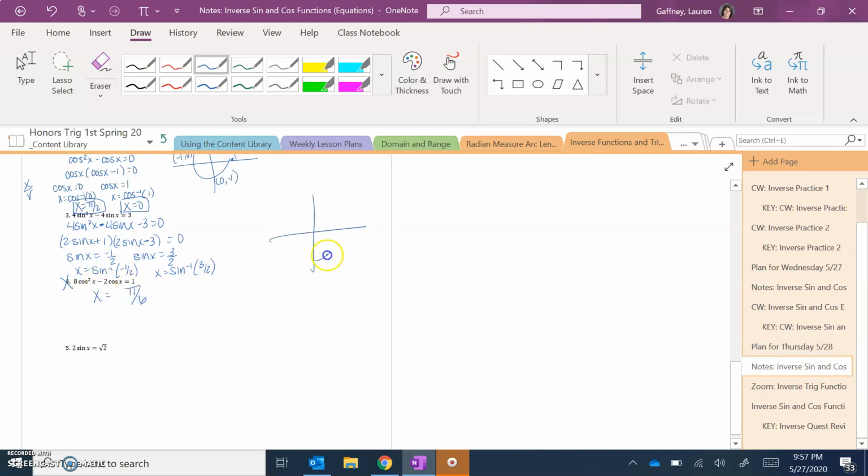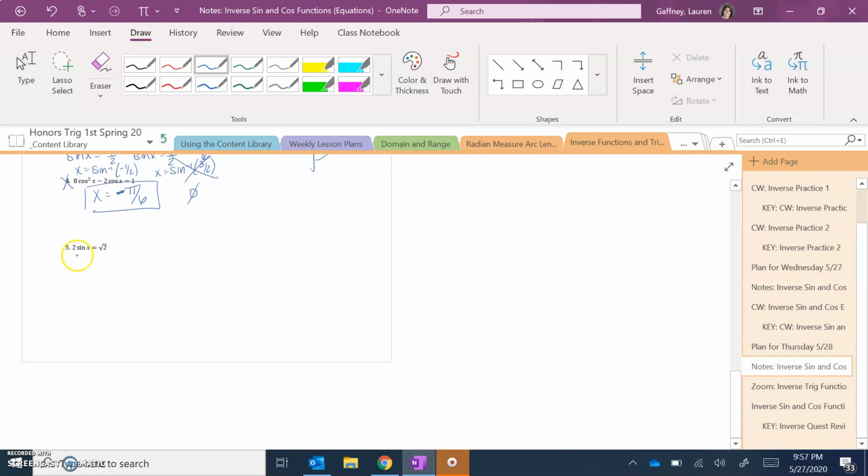So remember, the restrictions for sine are in these two quadrants. So to get down to this quadrant, it would normally be 11 pi over 6, but that's not in our restrictions for sine, so it would be negative pi over 6. Now, this one, you should recognize, this is too big. It's outside of the negative 1 to 1. That has no solution.